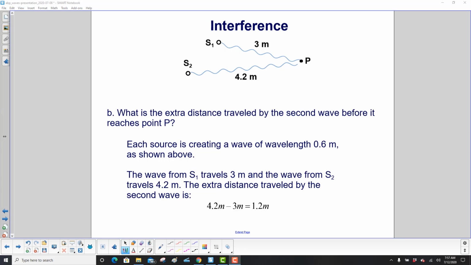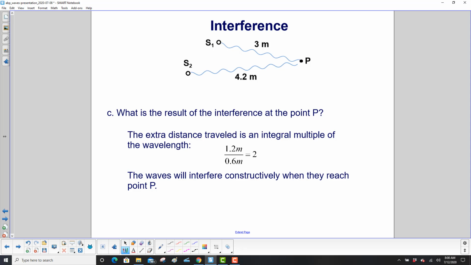What is the extra distance traveled by the second wave before it reaches point P? Okay, this is rather straightforward here, right? Each source creates a wave of wavelength 0.6 meters. The wave from S1 travels 3 meters, and the wave from S2 travels 4.2 meters. So the extra distance is just the difference between them, so 1.2 meters.